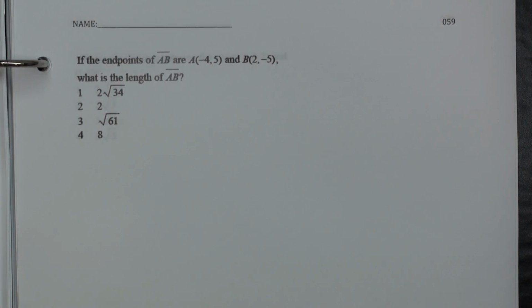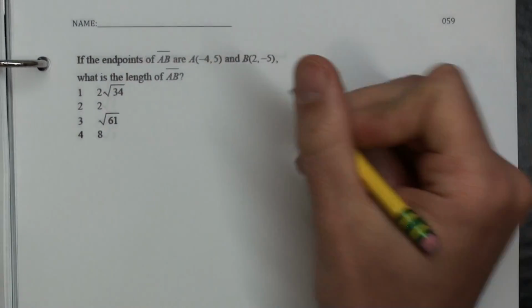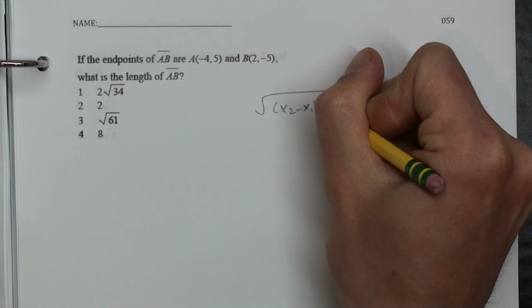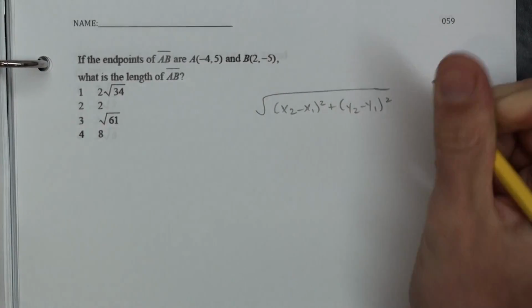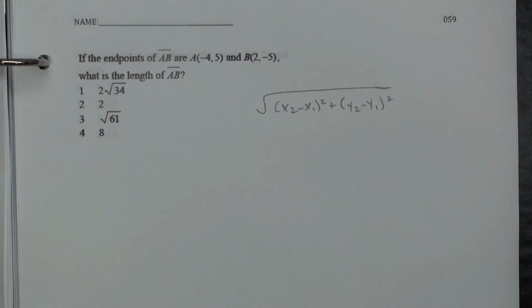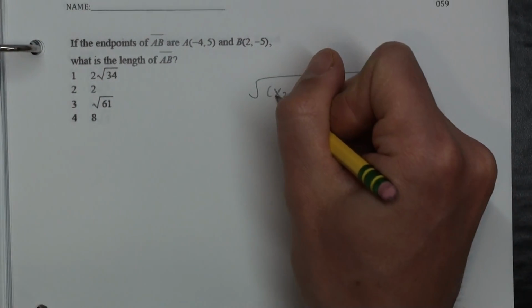Alright, so for the next set of problems, we're going to be using the distance formula, right? So we have the square root of x2 minus x1 squared plus y2 minus y1 squared. And we know that because we're trying to find the distance or the length between 2 points. And for this formula, you need the points. Okay?